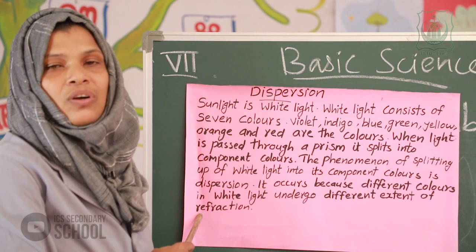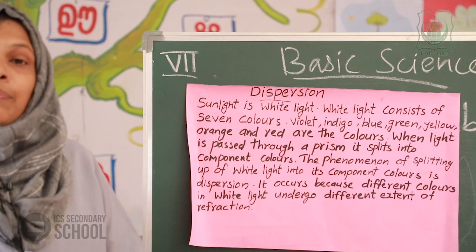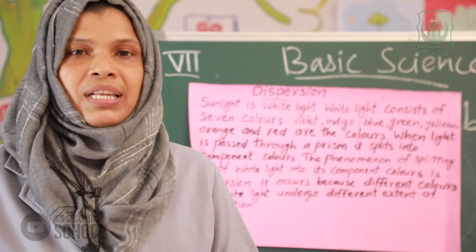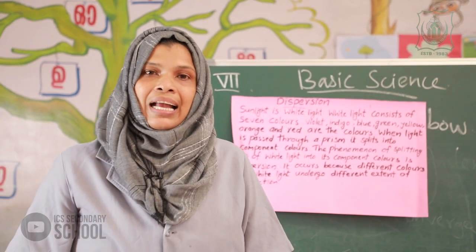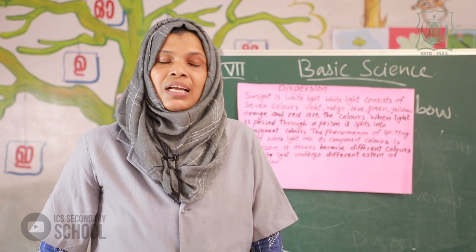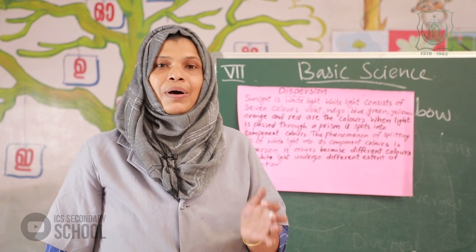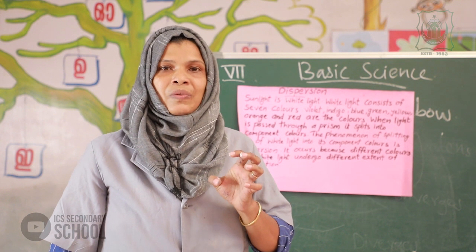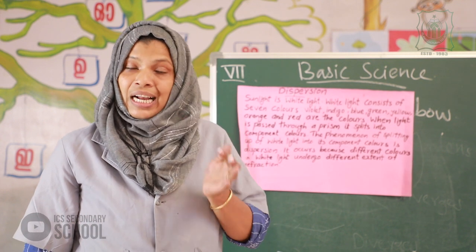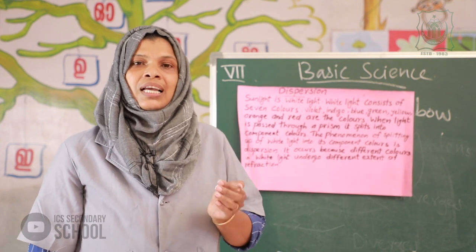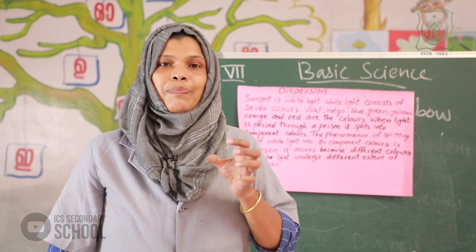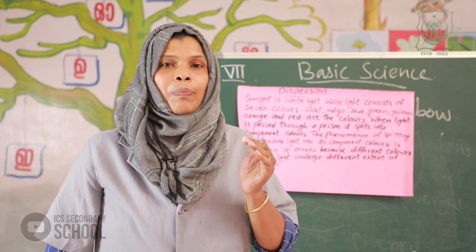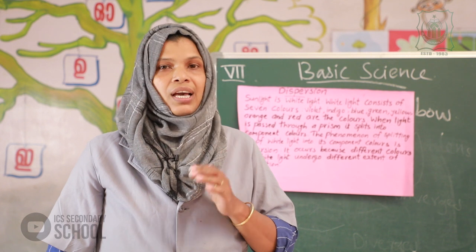Okay, a rainbow is a colored phenomenon. It occurs when light passes through water droplets in the atmosphere.